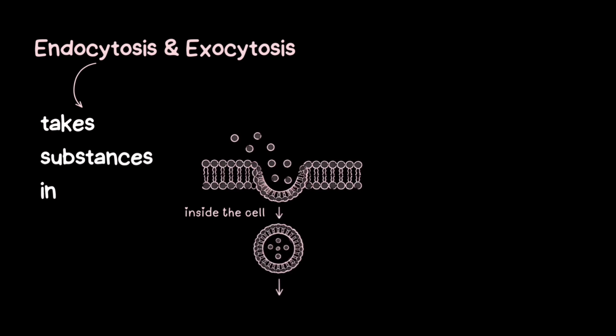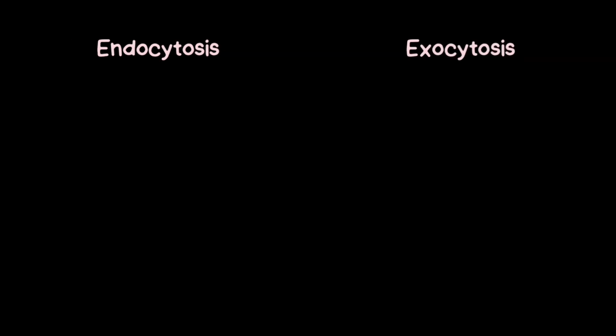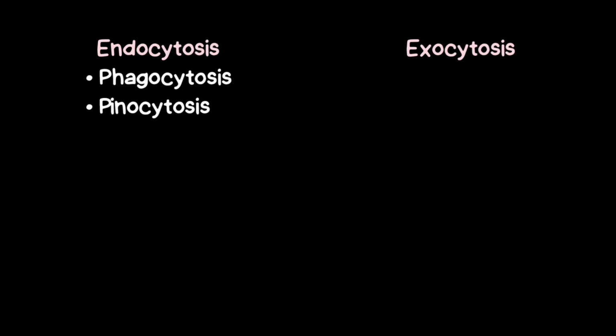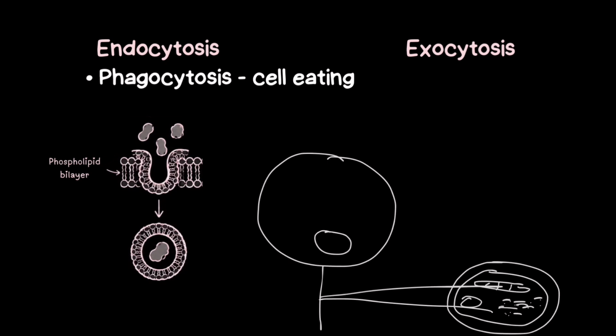Endocytosis is when the cell takes substances inside. On the other hand, exocytosis is when the cell pushes substances outside. Three types of endocytosis are phagocytosis, pinocytosis, and receptor-mediated endocytosis. Phagocytosis means cell eating, where the cell surrounds and swallows large particles. It's like a person eating food. The food enters the body just as large particles enter the cell and are brought inside for processing.